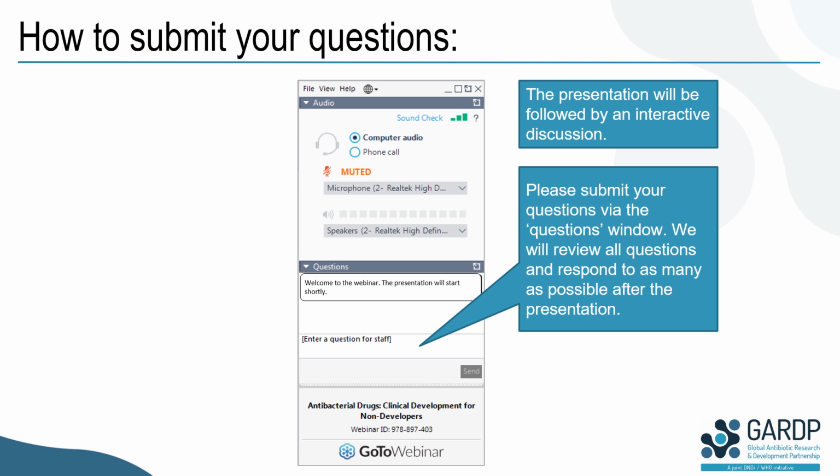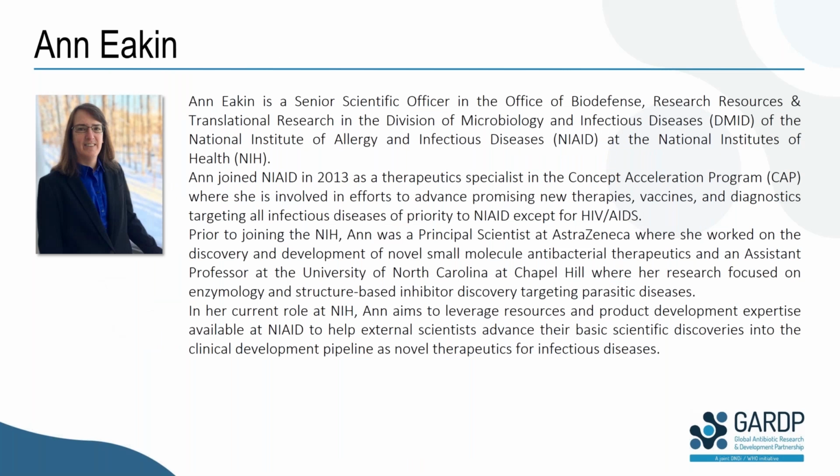Before we start the presentations, I would like to introduce you to our speakers. Anne Eakin is a senior scientific officer in the Office of Biodefense, Research Resources, and Translational Research in the Division of Microbiology and Infectious Diseases, DMID, of NIAID at the NIH. Anne joined NIAID in 2013 as a therapeutics development specialist as part of the Concept Acceleration Program, where she's involved in efforts to advance promising new therapies, vaccines, and diagnostics targeting all infectious diseases of priority to NIAID, except for HIV/AIDS, which is handled by a different division. In her current role at NIAID, Anne aims to leverage resources and product development expertise to help external scientists advance their scientific discoveries into the clinical development pipeline as novel therapeutics for infectious diseases.